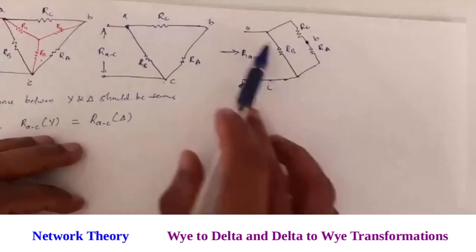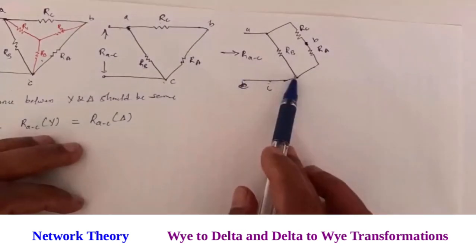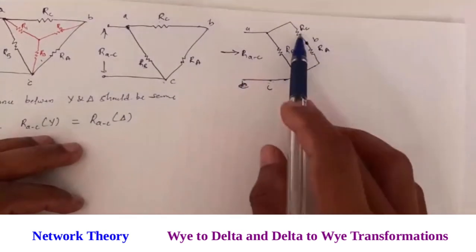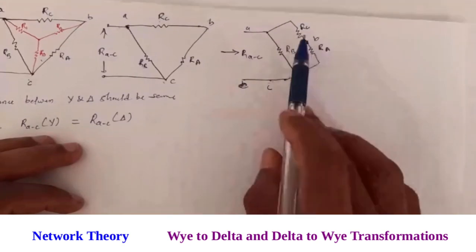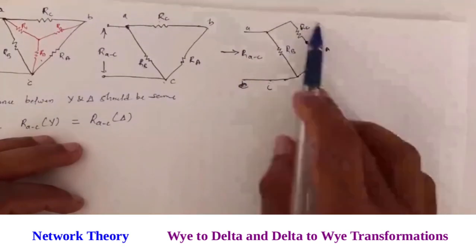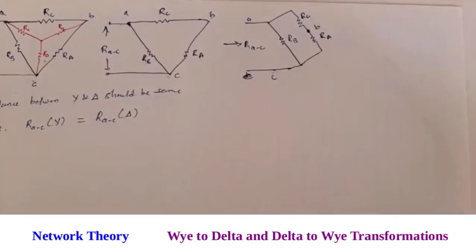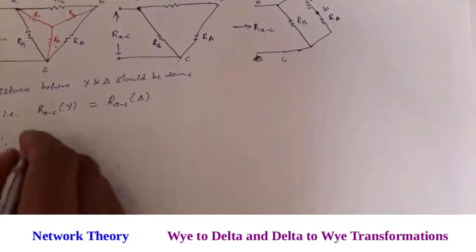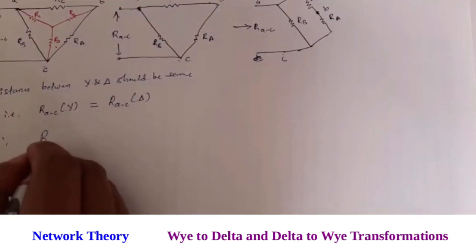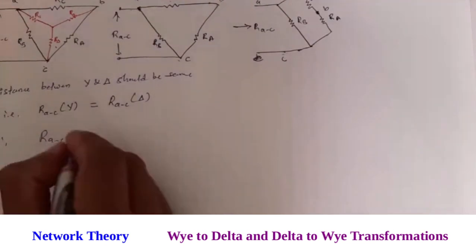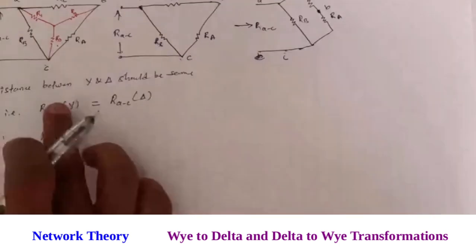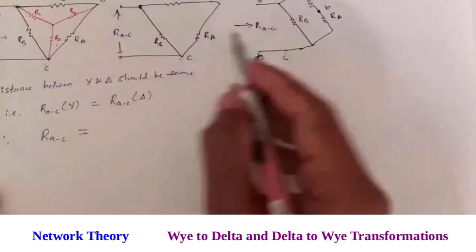So now if you see, RB is in parallel with a series combination of RA and RC. Means RA and RC both are in series. This series combination is in parallel with RB. So let us see here. RAC is equal to, okay, say of Y. I am finding RAC of Y, which is equal to, this is very simple.